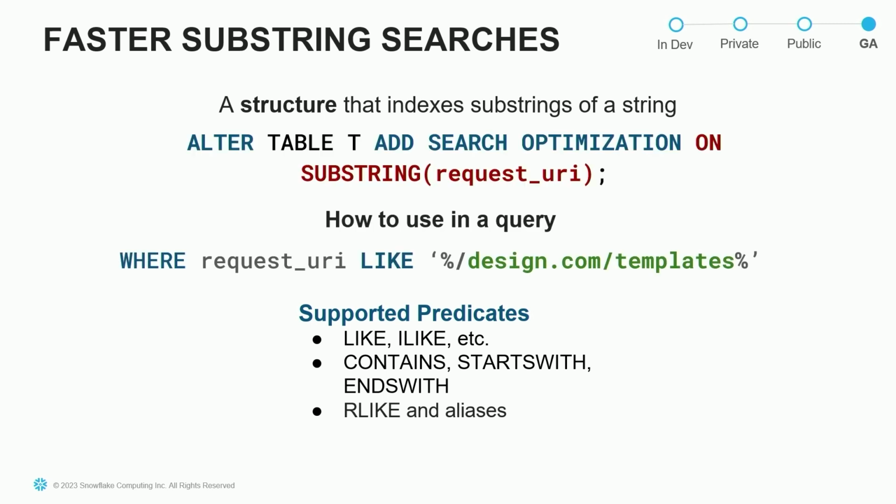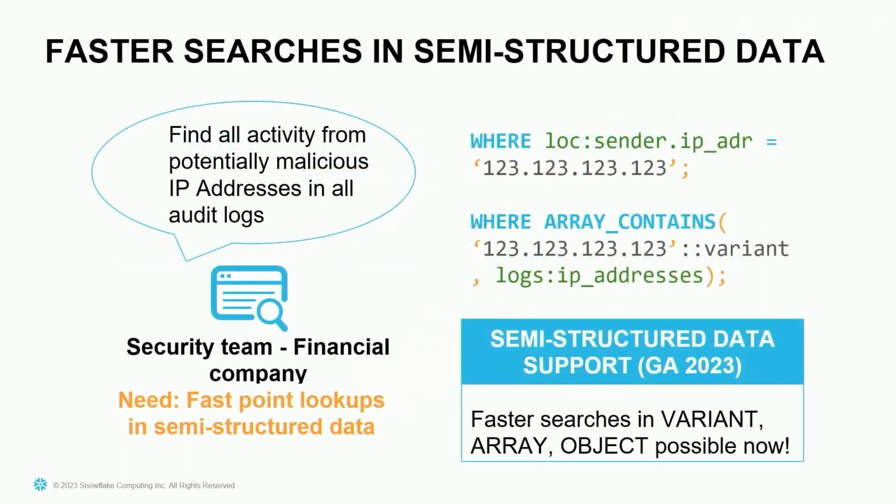To enable a column for search optimization using the substring method, this is how you will do it. You'll say ALTER TABLE T ADD SEARCH OPTIMIZATION ON SUBSTRING, where substring is the method, followed by the column that you want to enable for search optimization. So a query that looks like this, where request URI ILIKE or LIKE and then the pattern, will use search optimization.